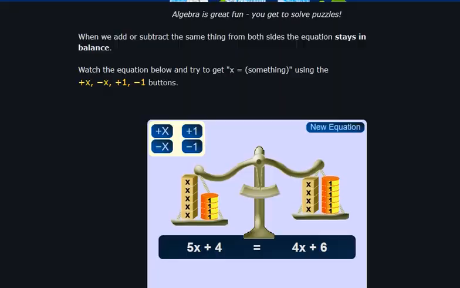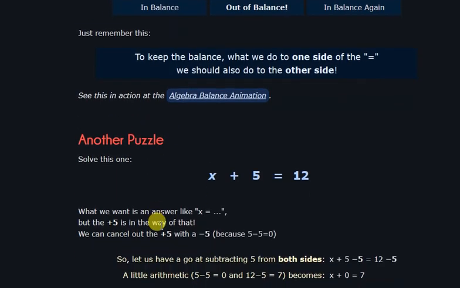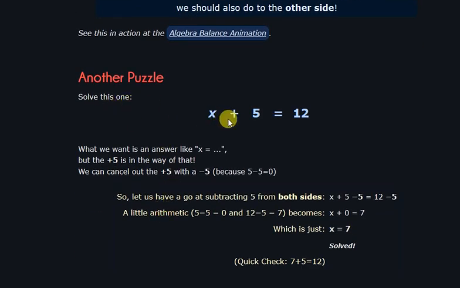Another puzzle. Solve this one. x plus 5 equals 12. What we want is an answer like x equals. But the plus 5 is in the way of that. We can cancel out the plus 5 with a minus 5, because 5 minus 5 equals 0. So, let us have a go at subtracting 5 from both sides.